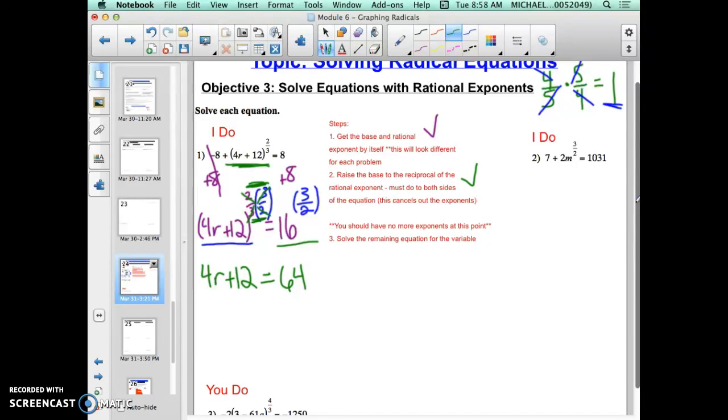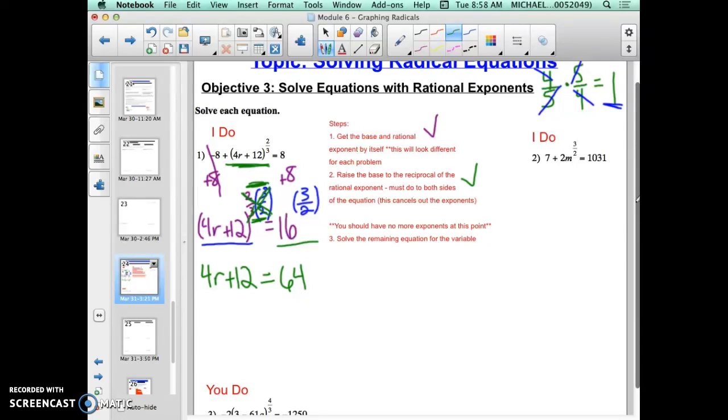I know that step 2 is complete because I should have no more exponents at this point. In this case, my exponents canceled out. These went away, and this math, 16 to the 3 halves, turned into 64. So at this point, I'm done with step 2, and I know I'm doing my math right because I have no more exponents. They're gone.